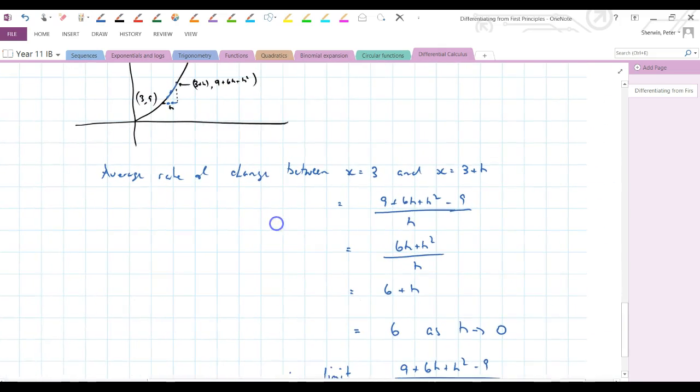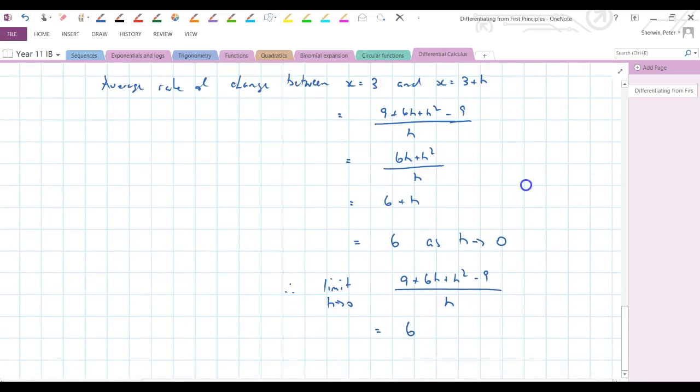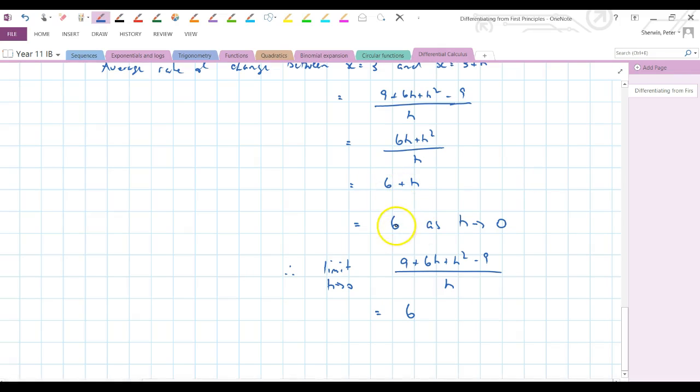So then we said, right, well, let's make h 0. Let's look at the value of 6 plus h as this expression tends to 0. And obviously, the smaller we make h, the closer this gets to 6. And so that's known as the limiting value. 6 is the limiting value of this expression as we take h closer and closer to 0. So this limiting concept is really important in calculus.